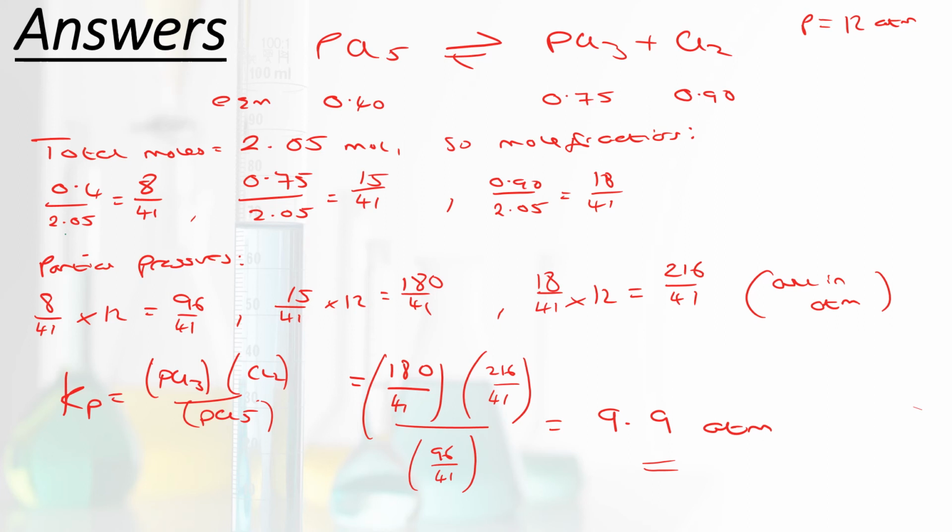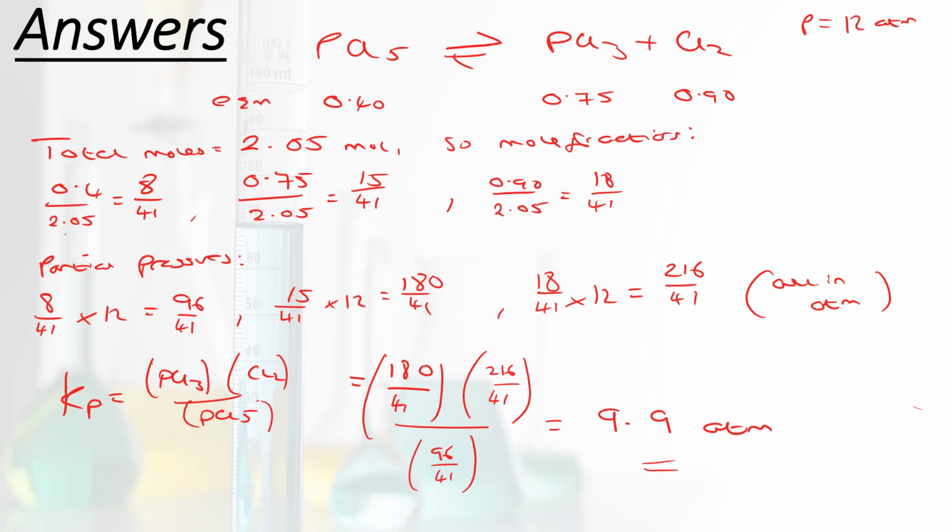So that's 96/41 atmospheres. If we do the same for the PCl3, we take our total pressure, 12, multiplied by the mole fraction, and that comes out to be 180/41 atmospheres. And finally for the chlorine, we take the mole fraction, 18/41, multiplied by the total pressure of 12 atmospheres, to give 216/41 atmospheres.